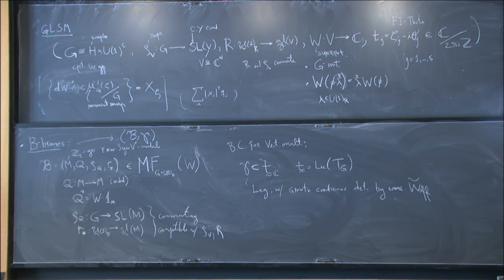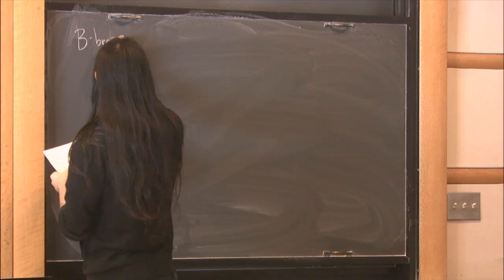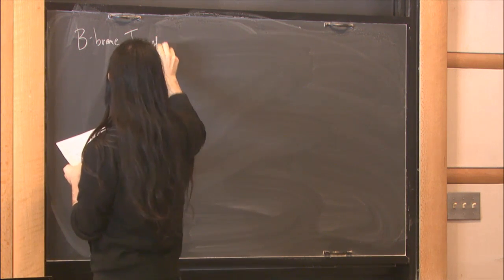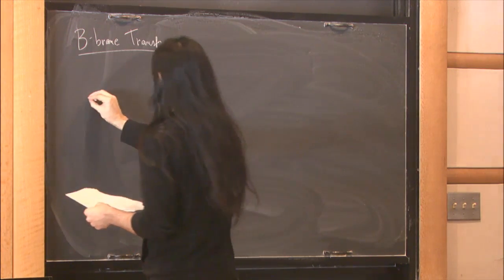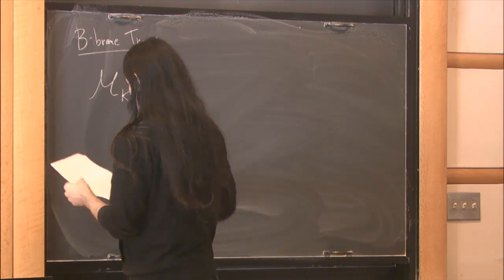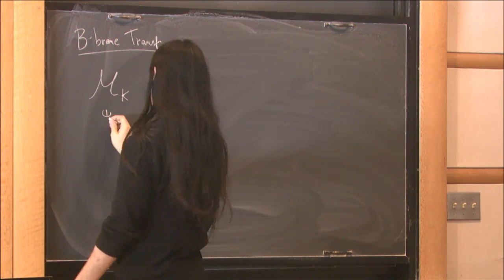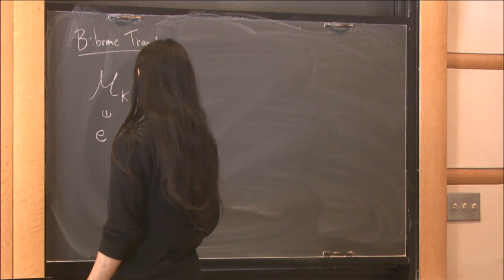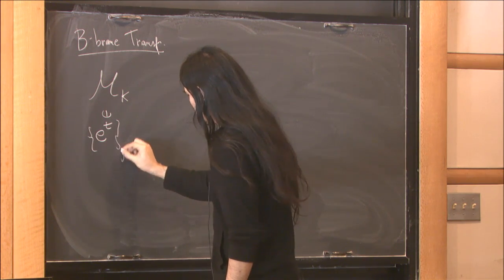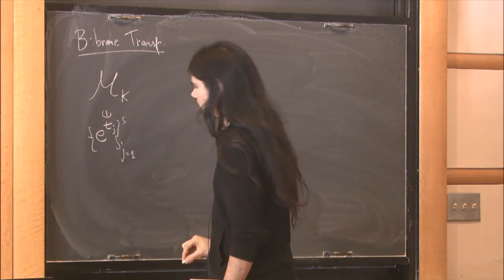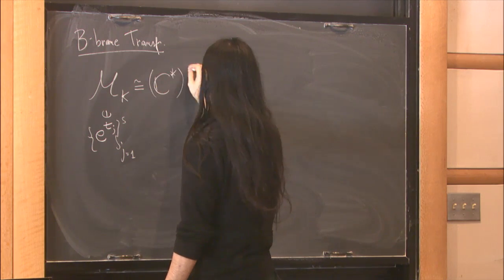Okay, let's go to point 2, to talk about B-brane transport. Now things should become slightly more clear. I need to introduce the stringy Kähler moduli. In terms of this data, it is a very simple space. It's just e to the t, and these are my coordinates here. So this thing is just C star to the S.